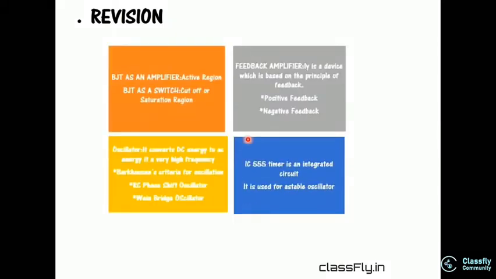So let's begin. Here it states BJT as an amplifier. If we want to make the transistor act as an amplifier, it must be in the active region. Whenever it is in the cutoff or the saturation region, it means it is working as a switch.